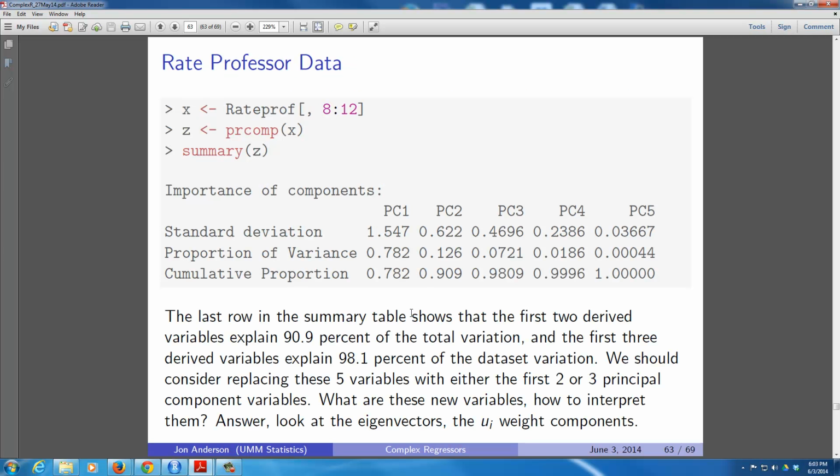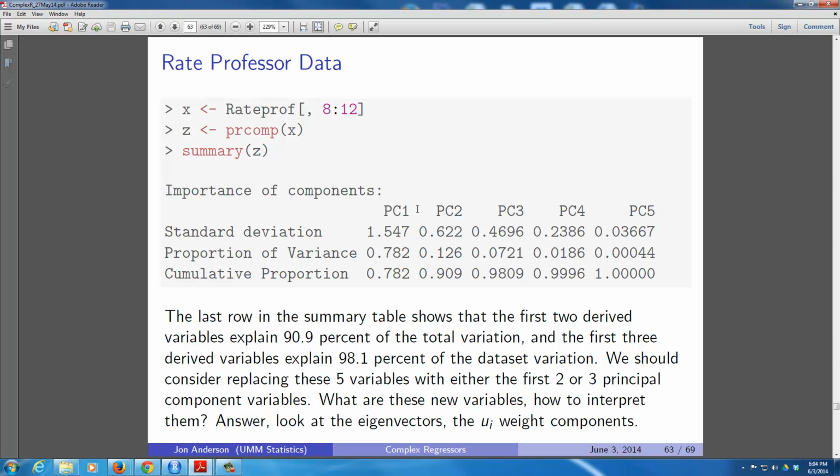And that's the case of what we have here in the Rate My Professor data. We take the 5 variables, we perform principal components analysis using the prcomp function, and we get a principal components object called Z, and we summarize it right here. The first eigenvalue is 1.57. It's 78% of the total variation.